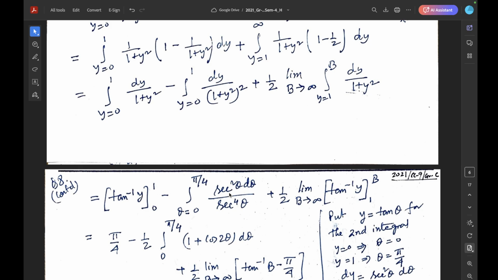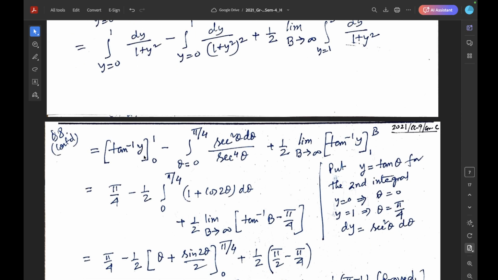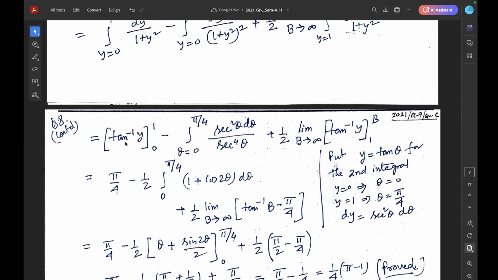For this second integral, put y equal to tan theta. So when y equal to 0, theta equal to 0, and y equal to 1, theta equal to pi by 4. And dy equal to sec square theta d theta, with theta from 0 to pi by 4, plus for this part, limit b tends to infinity of tan inverse y from 1 to b, this is equal to pi by 4. Tan inverse 1 is pi by 4, and tan inverse 0 is 0, minus half of 1 by cos square theta.